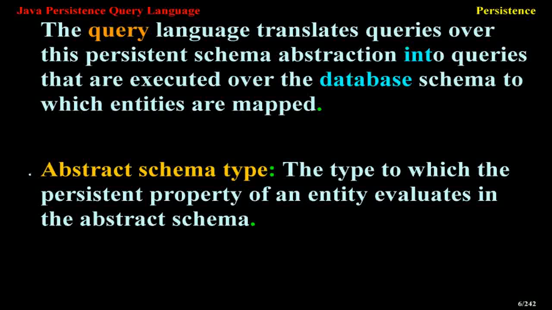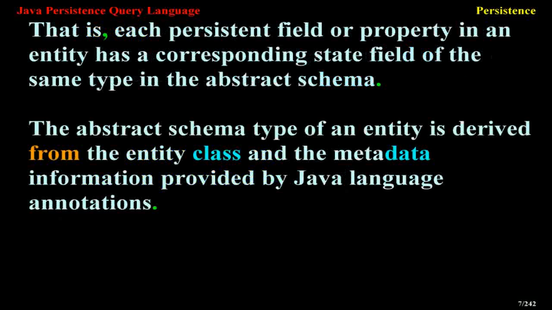Abstract schema type. The type to which the persistent property of an entity evaluates in the abstract schema. That is, each persistent field or property in an entity has a corresponding state field of the same type in the abstract schema. The abstract schema type of an entity is derived from the entity class and the metadata information provided by Java language annotations.